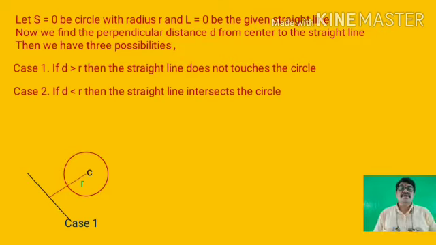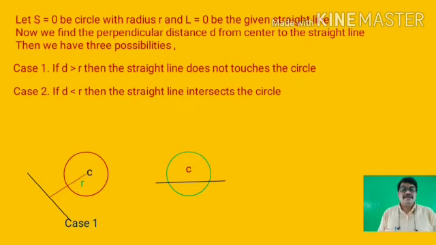Next case, if d is less than r, then the straight line intersects the circle at 2 points. See this case 2. This is the circle. This is the center. This line intersects the circle at 2 points, say A and B. This is the second case. In this case, the distance from the center to the line is less than the radius. So the given straight line intersects the circle at 2 points, say A and B.